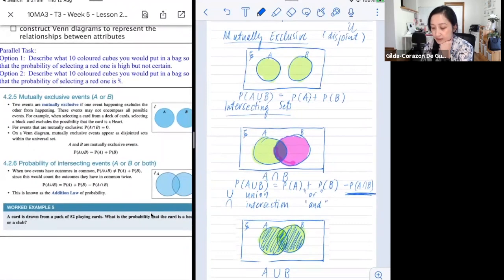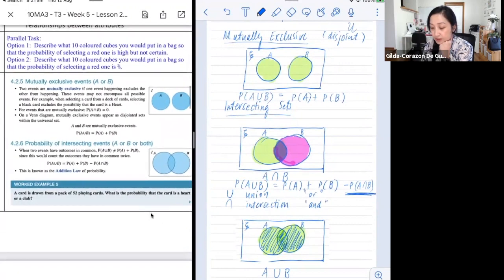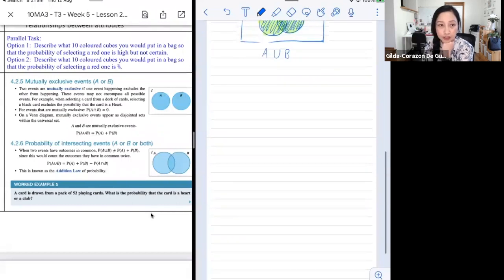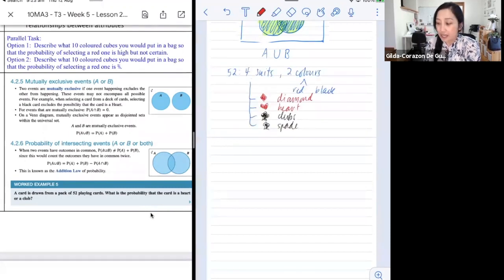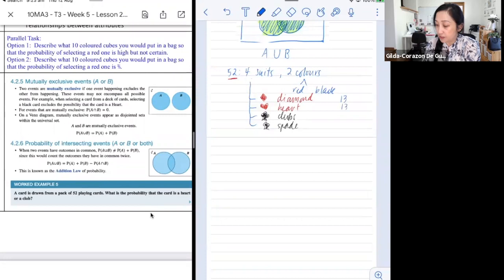It says a card is drawn from a pack of 52 playing cards. What is the probability that the card is a heart or a club? Do we know a deck of cards? Have we played the normal deck of cards? Do we know how many cards there are? Anyone? Let's probably revise. All right. Now, if we've got 52 there and we've got four suits, 52 divided by four, then that means for each of the suits, we have 13 of them.